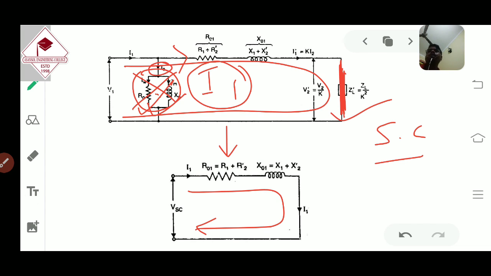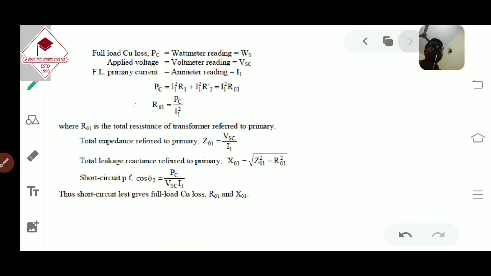There is no output from the transformer under short circuit conditions, therefore input power is all loss, and this loss is almost entirely copper loss. It is because iron loss in the core is negligibly small, since the voltage VSC is very small. Hence the wattmeter will practically register the full load copper loss in the transformer winding, okay? So let us see the calculation.